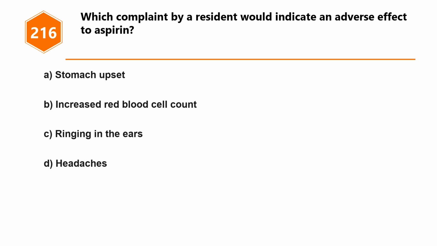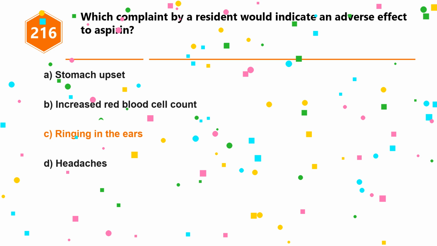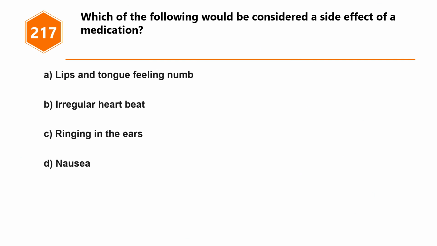Question 216. Which complaint by a resident would indicate an adverse effect to aspirin? Option A. Stomach upset. Option B. Increased red blood cell count. Option C. Ringing in the ears. Option D. Headaches. The correct answer is option C. Ringing in the ears.